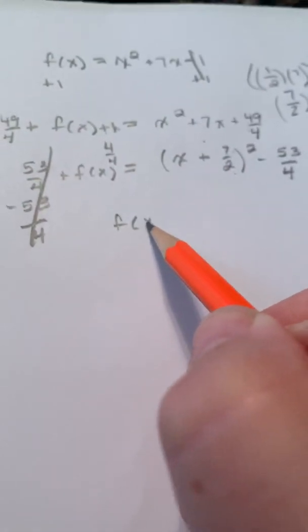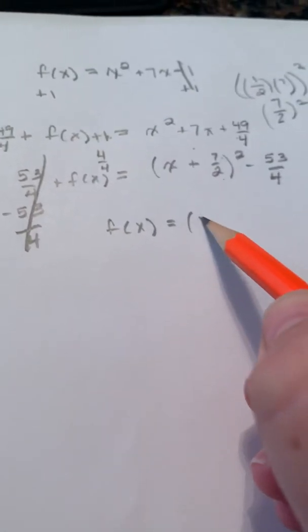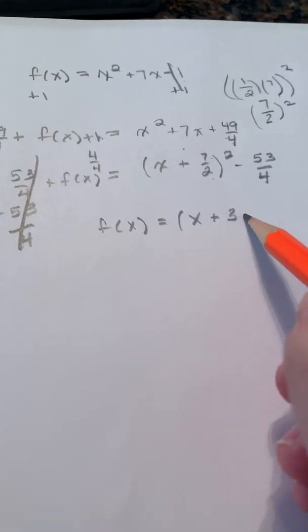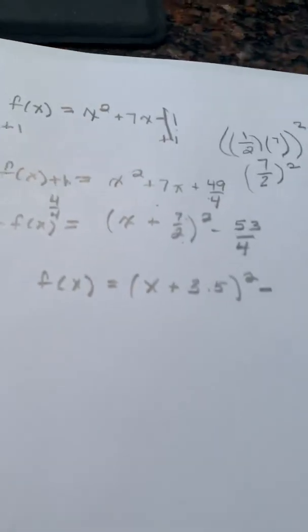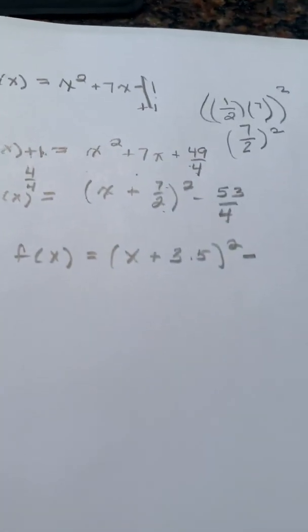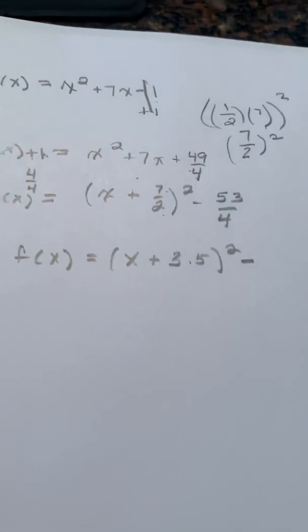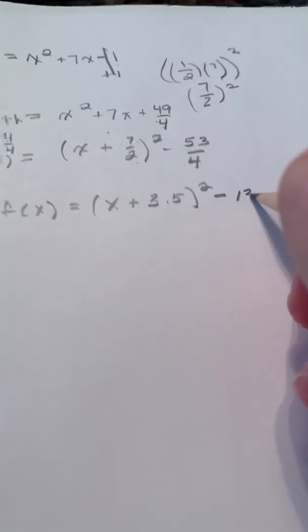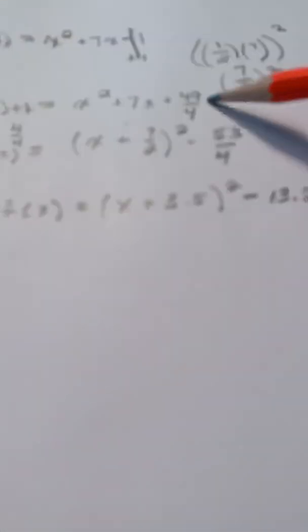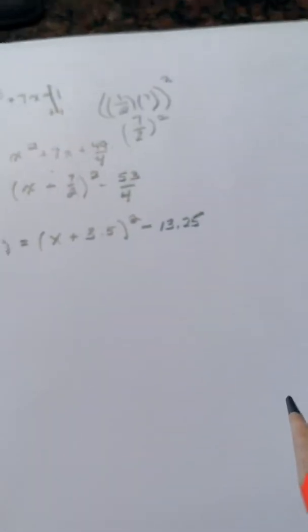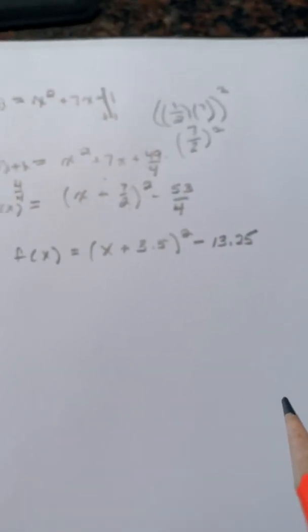And you should have, now this you can obviously see as 3.5 if you want to. And 53 over 4 is 13.25. Now, I do like staying in fraction form from this step to this step. But once you're there, feel free to go on ahead and use what you're comfortable with.